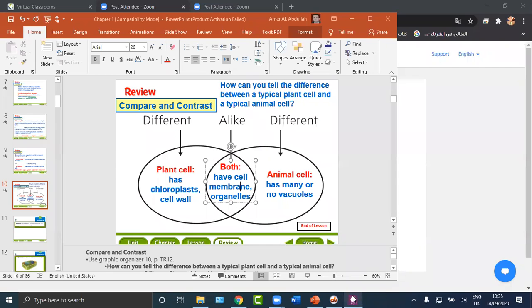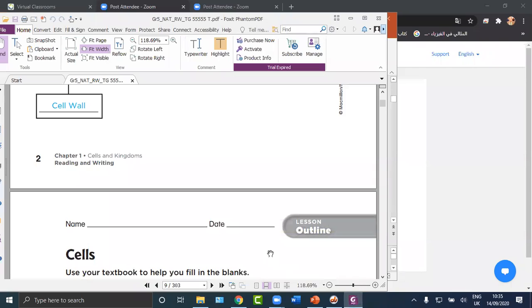Open page 3. Number 1. Who can answer number 1? Yasin Mahmoud. Yes, answer, read question 1. All organisms or living things are made of cells. Excellent, really excellent.